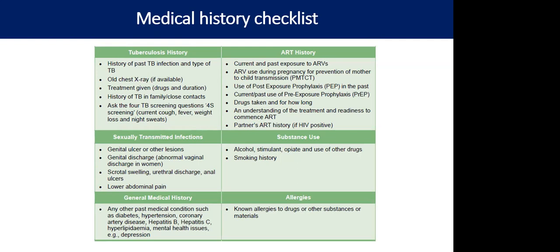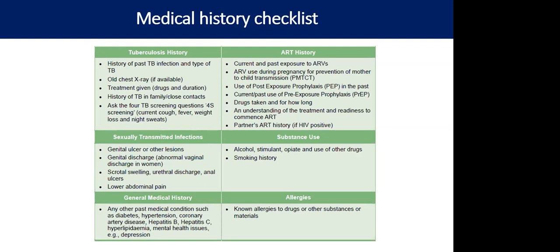Also the ART history, the current and the past exposure to antiretrovirals, particularly antiretrovirals used during pregnancy for PMTCT protocol earlier on when we used to use single-dose nevirapine. So that is one important issue. And use of PEP in the past, post-exposure prophylaxis. It can be due to post-exposure prophylaxis following occupational exposure in healthcare workers, or it could be non-occupational exposure or forced sexual exposure. Also, people take post-exposure prophylaxis medicines. These are also available in the market. So we need to ask all these questions.